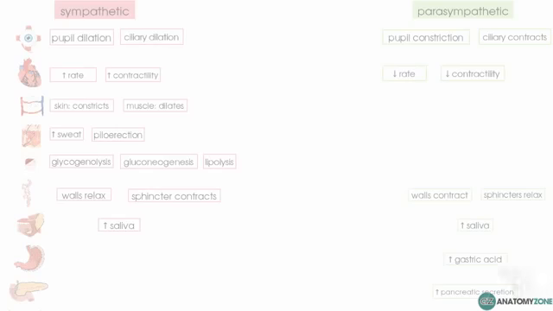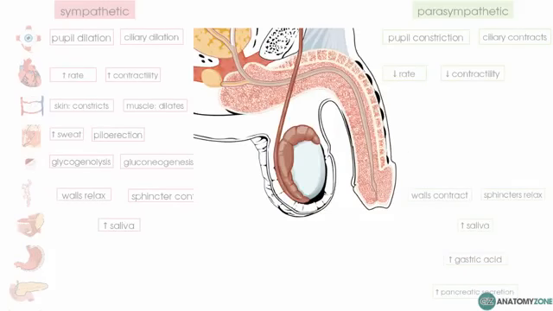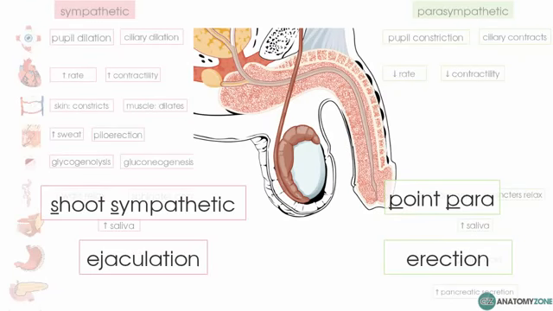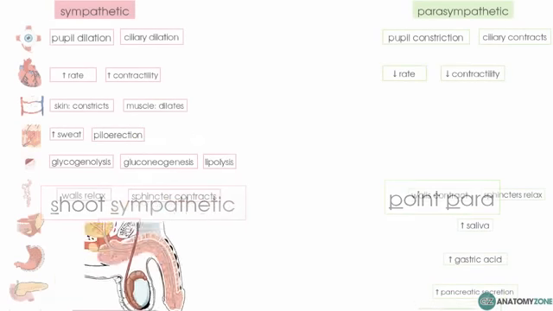And in terms of the male genitalia, the sympathetic nervous system is responsible for ejaculation, whereas the parasympathetic nervous system causes erection. So there's a simple mnemonic for remembering that. Point and shoot. Point, parasympathetic, causes erection, and shoot, sympathetic, causes ejaculation. So that's an easy way of remembering those two functions.